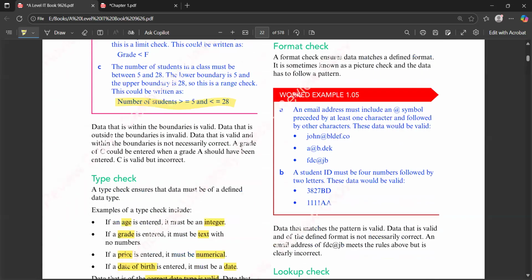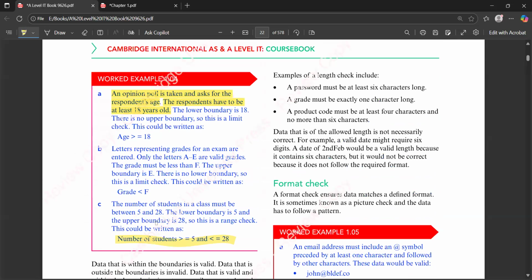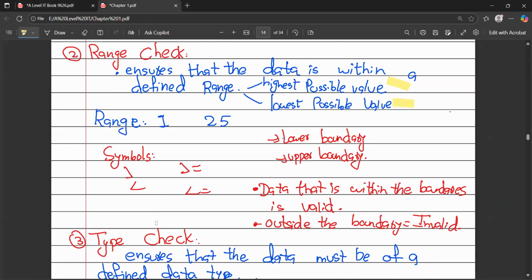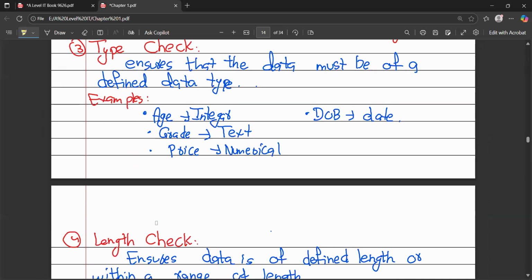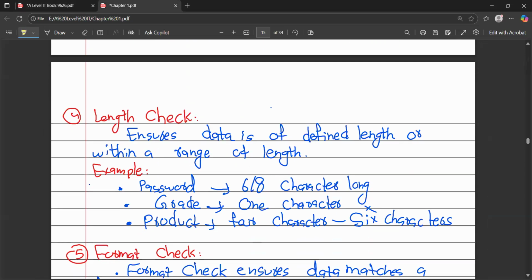So if you are talking about a length check, it is about how much data there is. Do you remember when we type passwords, they tell us that your password should be between 6 and 8 characters long? Your grade should consist of only 1 character, and your product code should consist of only 4 to 6 characters. Do you understand this? Yes.